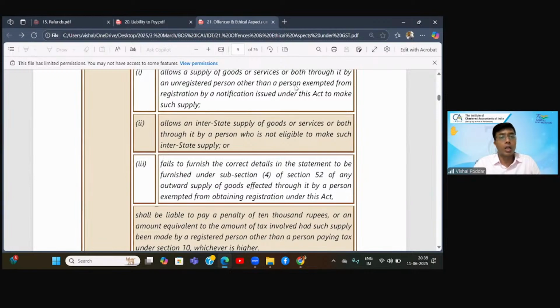Now, if the portal allows you to sell through the portal without taking registration, here the portal is also at fault. So then the portal will be penalized. Further, what does the portal do?